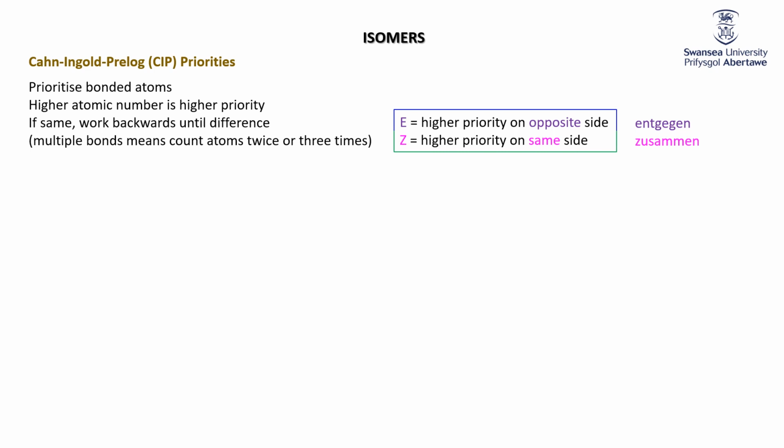Those words, by the way: E, entgegen; Z, zusammen. I always think zusammen's much nicer than entgegen, but I prefer E structures to Z structures. I'm just weird. Anyway, so that's the first molecule to look at.